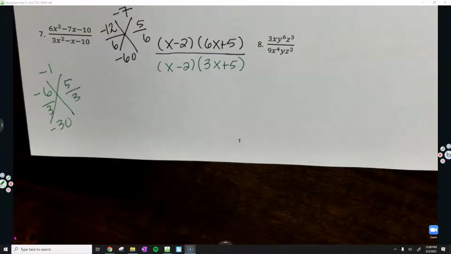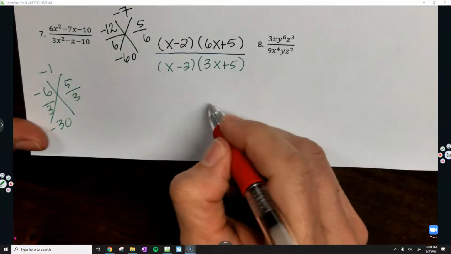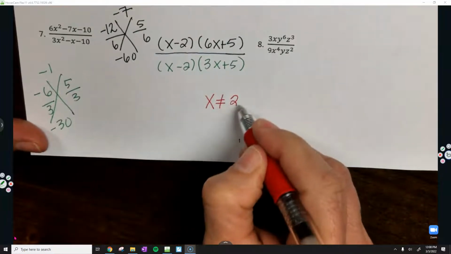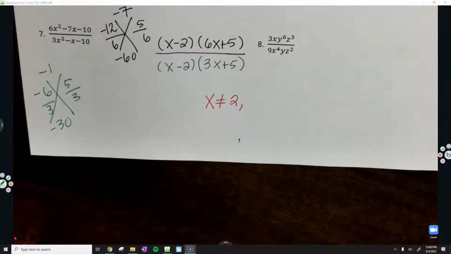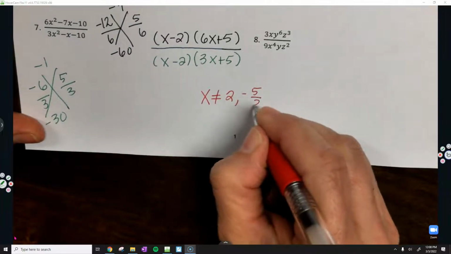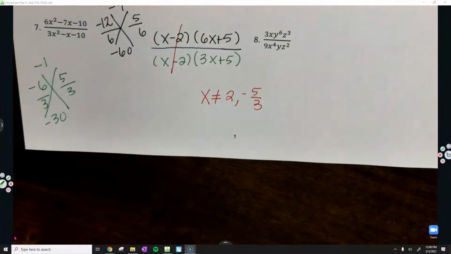So I know that I need to cancel out the x minus 2, y'all, but get in the habit of stating your restrictions first, because later our denominators are going to change on us. So analyzing what the restrictions must be, I know x cannot equal a positive 2. And do y'all know the other one? Yes, good. Negative 5/3. Okay, so yes, the x minus 2's are going to cancel out.